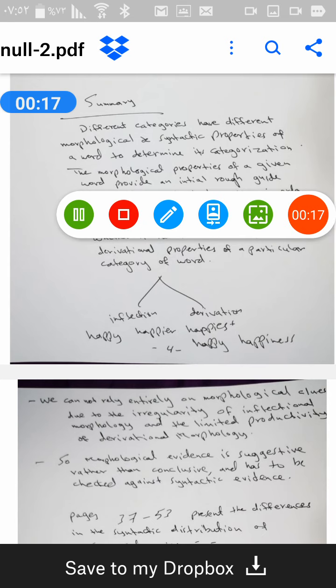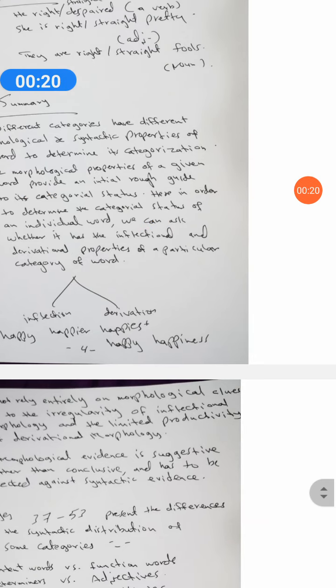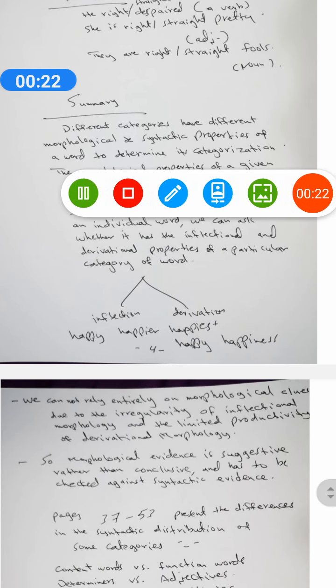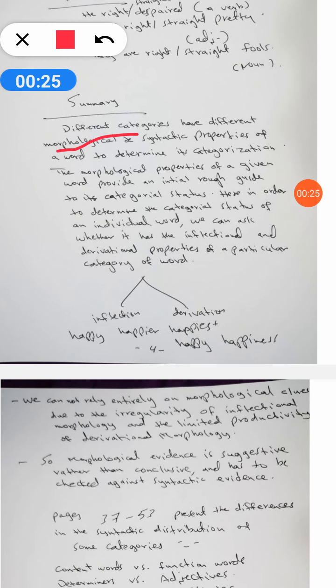As we have understood here, different categories have different morphological and syntactic properties of a word to determine its categorization. So a word has different morphological and syntactic criteria. By identifying these criteria, we can classify a word, we can set a word into a certain type of category.